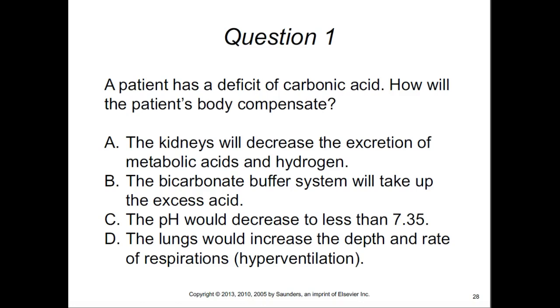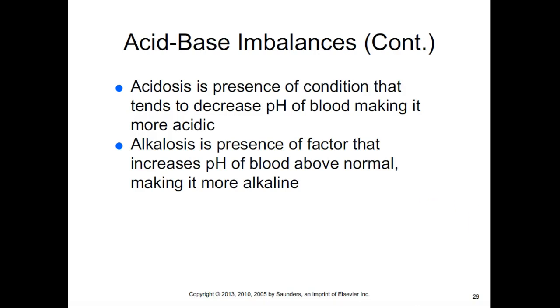The kidneys will decrease the excretion of metabolic acids and hydrogen. All right, so acidosis is the presence of a condition that tends to decrease the pH of the blood, making it more acidic. Alkalosis is the presence of a factor that increases the pH of blood above normal, making it more alkaline, right?